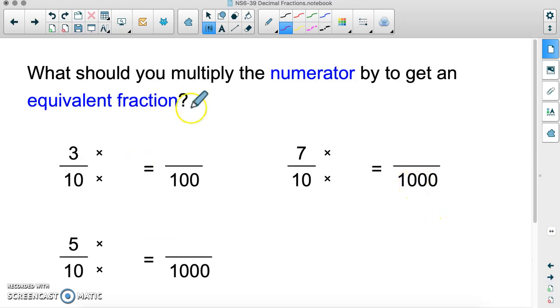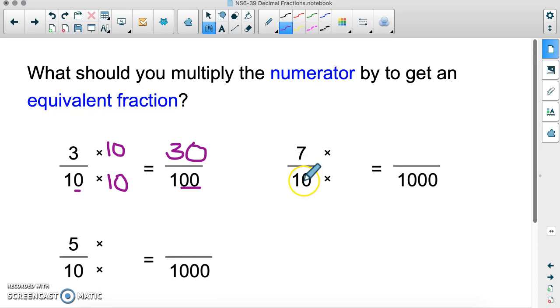So what should you multiply the numerator by to get an equivalent fraction? Well, you have to decide what the denominator was multiplied by, and then you multiply the numerator by the same thing. So how did I get from 10 to 100? Well, I have 1 zero here, I have 2 here, so I need to multiply by 10. So if I multiply the denominator by 10, that means I need to multiply the numerator by 10. Remember, this is the same as saying 3 times 1, which is 3, and then just add your 0 on the end. So 3/10 is equal to, or equivalent to, 30 hundredths.